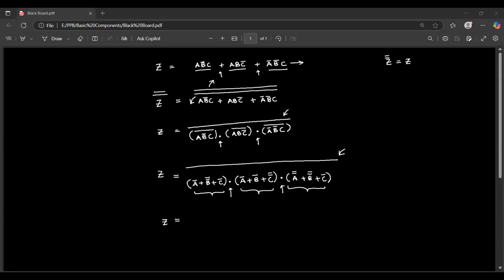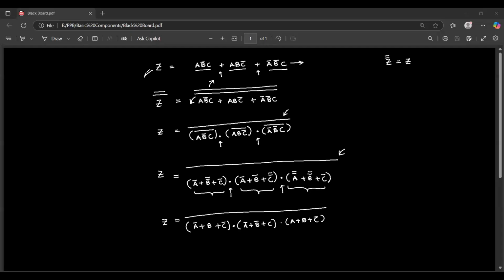So now we have A bar plus B double bar. Let's simplify everything, because we know B double bar is equal to B. So we'll have A bar plus B plus C bar, into A bar plus B bar plus C, into A plus B plus C bar. And this is covered using the whole thing bar. So this is what we have.